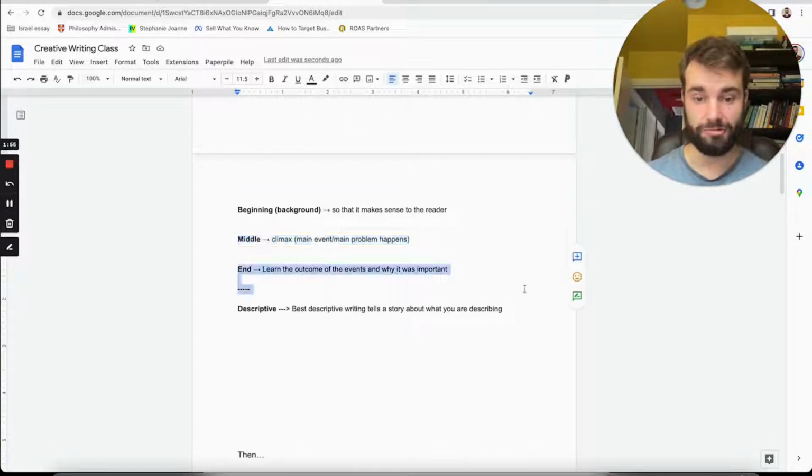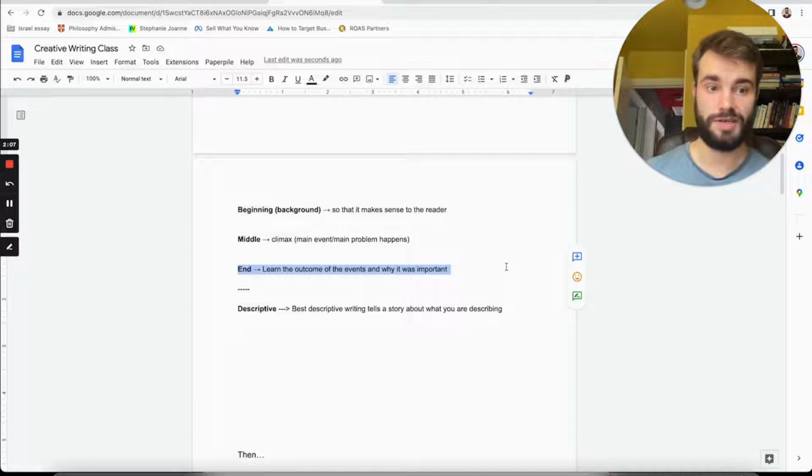And the end is the outcome. What happened at the end and why does it matter? And you go into the emotions more. But the main thing you do in this example is the ending would be what actually happened. Did he find his coursework or not? Did he fail or not? And how did he feel about that at the end? And why do we as readers care?